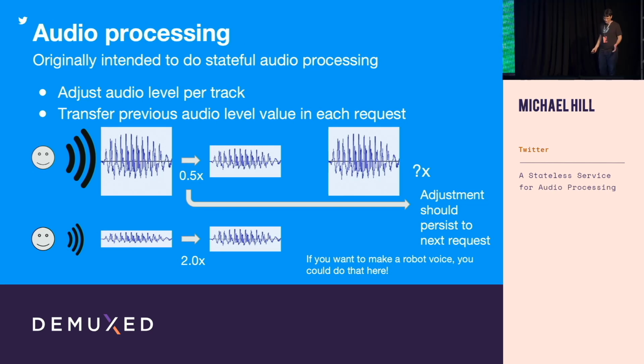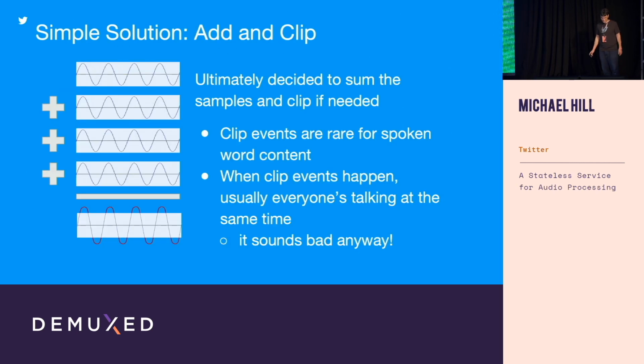The other big advantage of having this audio processing component is that if you did want to make a robot voice, this is the place you'd do it. We did not, in fact, do it there, but that's where you'd want to do it. So what we did do is a fairly simple solution.